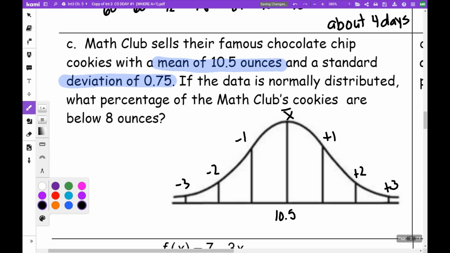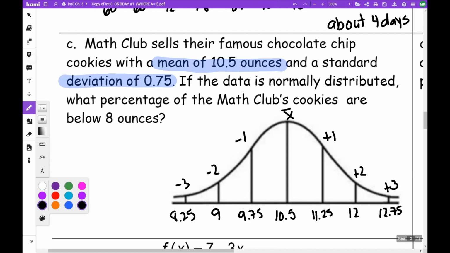Okay, so 10.5 plus 0.75 gives me 11.25. Add 0.75 again, I get a 12. Add it again, I get a 12.75. Going the other direction, if I subtract 0.75, I get a 9.75. I subtract 0.75, I get a 9. I subtract 0.75, and I end up getting an 8.25.